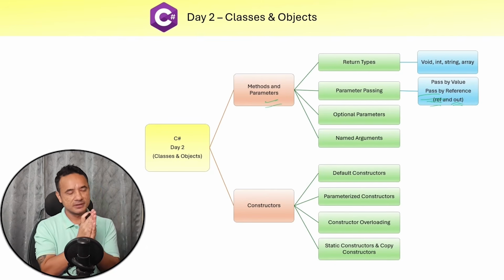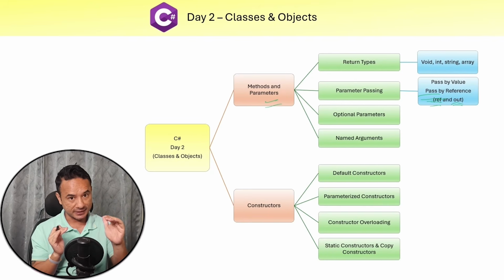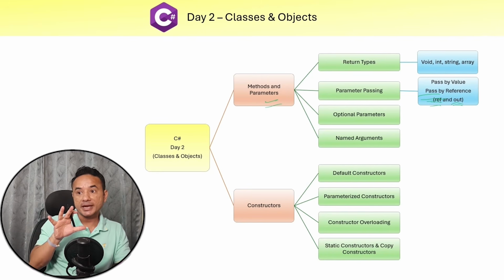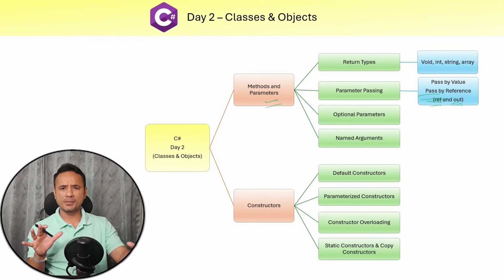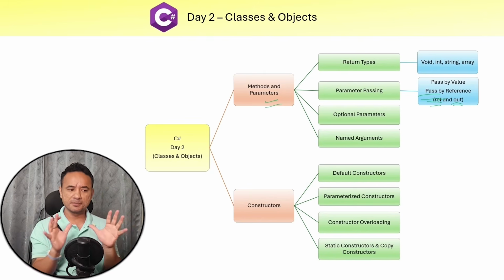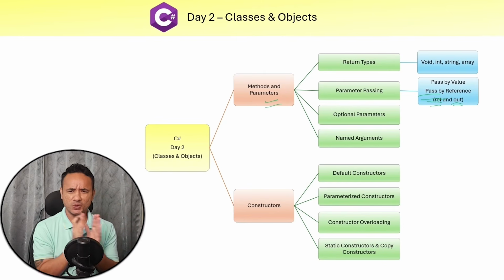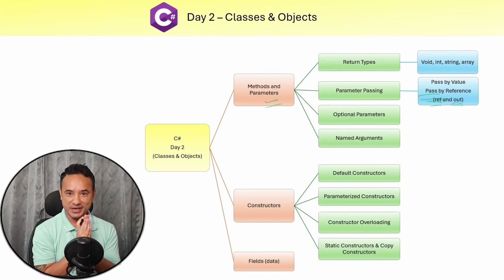These are slightly complex. So static constructors run only once for the entire class and initialize the static data. Okay, and a copy constructor creates a new object by copying data from another existing object of the same class. Again, it's slightly complex. If you know it, then great. But if you don't know it, then don't worry, it's okay. Okay, finally we have fields, which hold the data in the class. Okay, so great, that's all about your day 2.